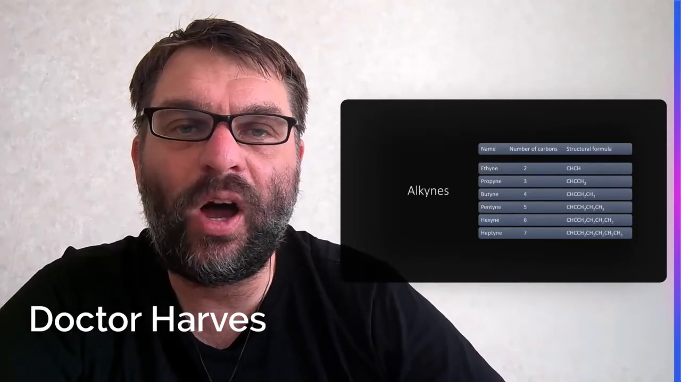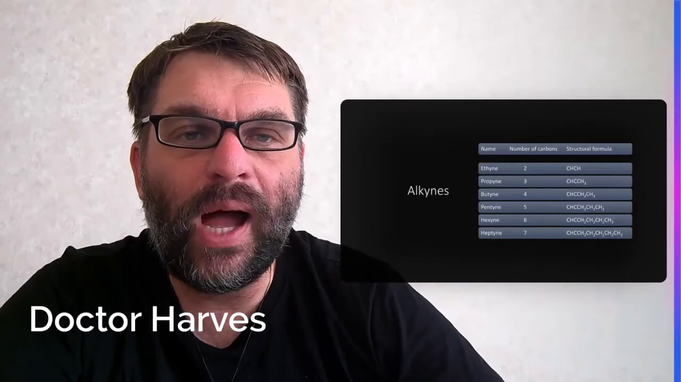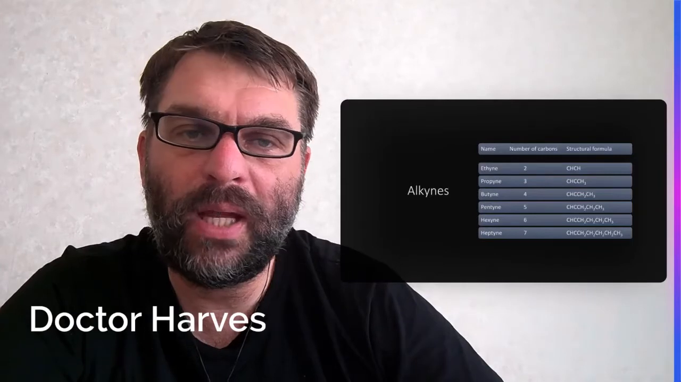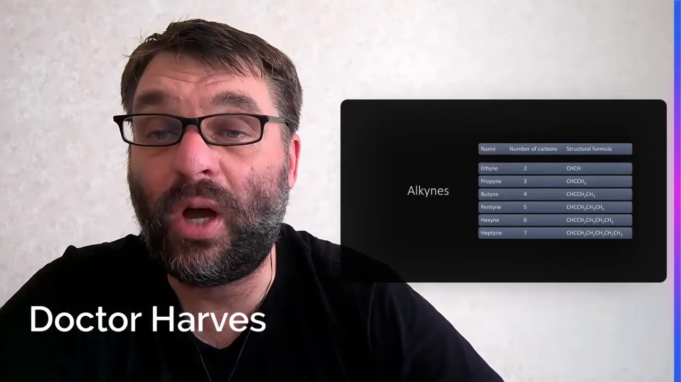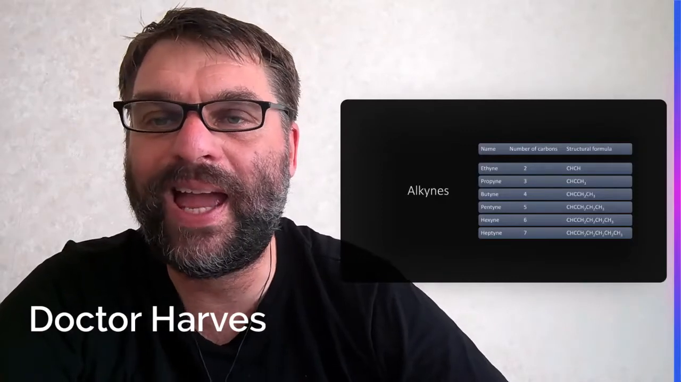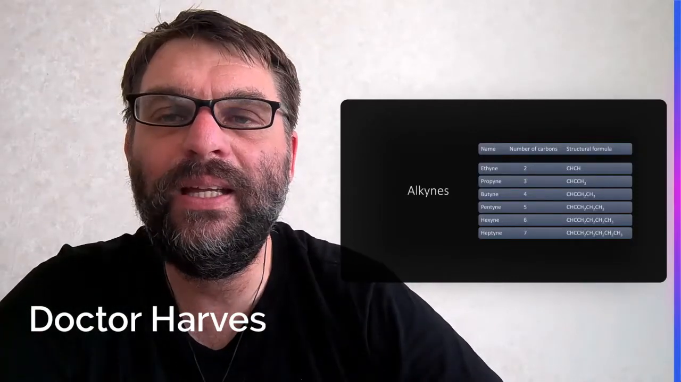So the first alkyne is ethyne. It has two carbons. Then we have propyne, butyne, pentyne, hexyne, and heptyne. So the prefixes are the same as for the associated alkanes and alkenes.